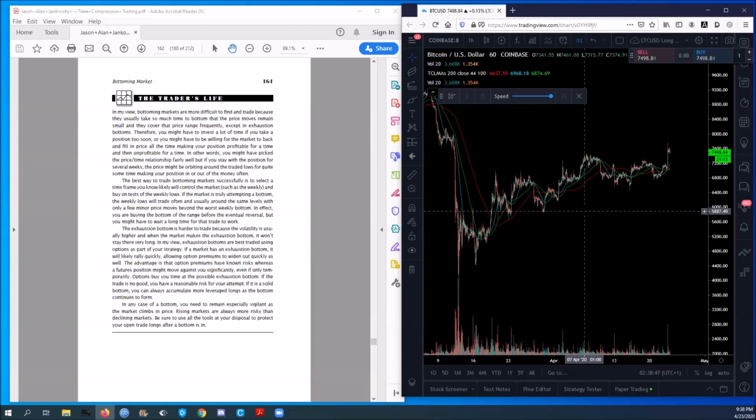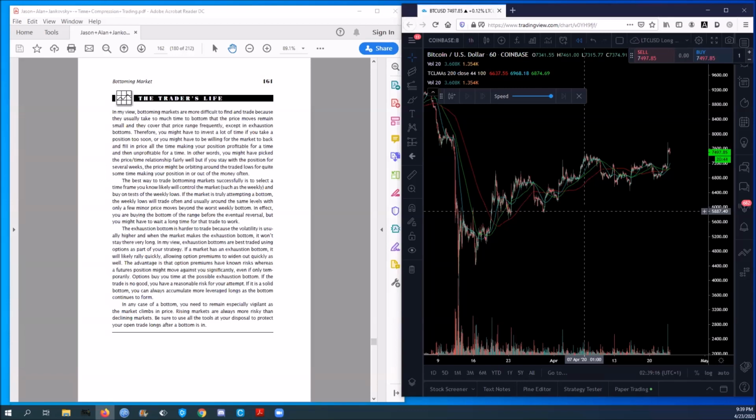I'm honestly asking, and I gave you all time to think about it, because if you're sitting here trying to buy right now, you think that this 1 hour, 4 hour chart's in control. He says if the market is truly attempting a bottom, the weekly lows will trade often and usually around the same levels with only a few minor moves beyond the worst weekly bottom. In effect, you're buying the bottom of the range before the reversal, but you might have to wait a long time for it to work.